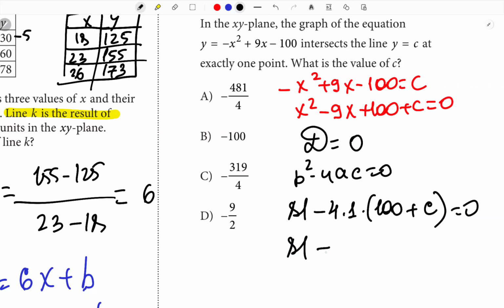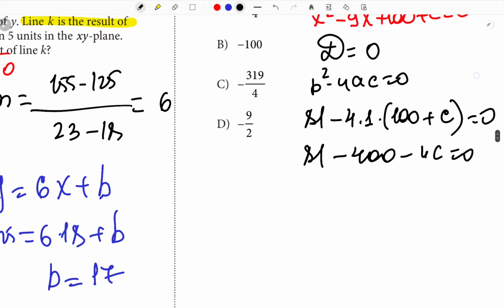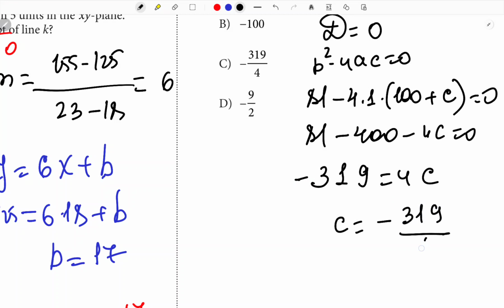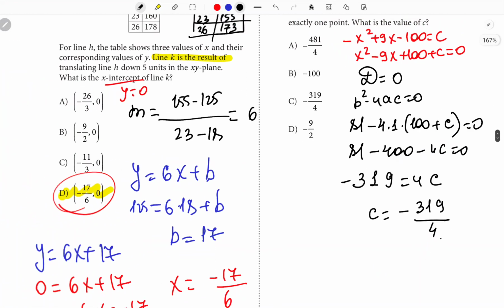81 minus 400 plus minus 4c is equal to 0. So negative 319 is equal to 4c. C is equal to negative 319 divided by 4. Okay, the answer is C.